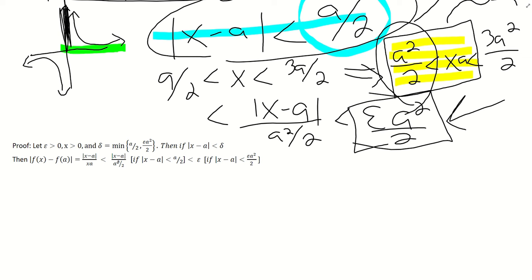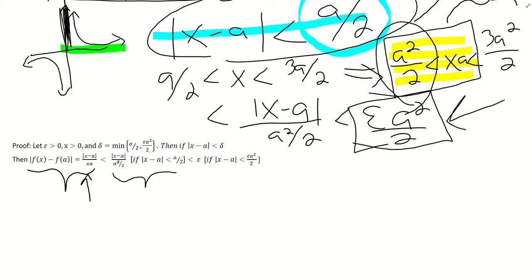And if that is true, then our f of x minus f of a in absolute values is equal to x minus a in absolute value divided by xa. And this part right here is by definition. If you plug in 1 over x, you plug in f of x and f of a into that, you get 1 over x minus 1 over a in absolute values. Solve for a common denominator, and you get this term right here. So that's by definition.